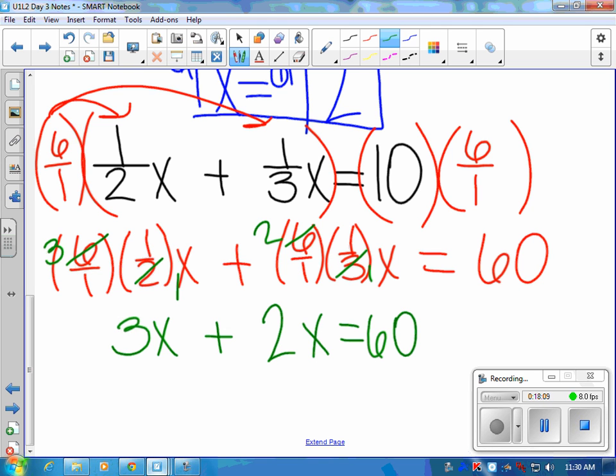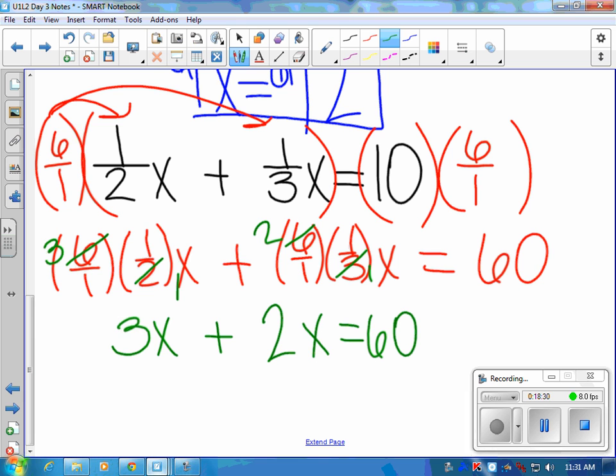So I can either just create a common denominator and combine my fractions together, or if I see a problem like this, I can multiply the entire equation by that common denominator. And by doing that, now I've gotten rid of those fractions because I can simplify numerator and denominator, and now I just have whole numbers to work with.